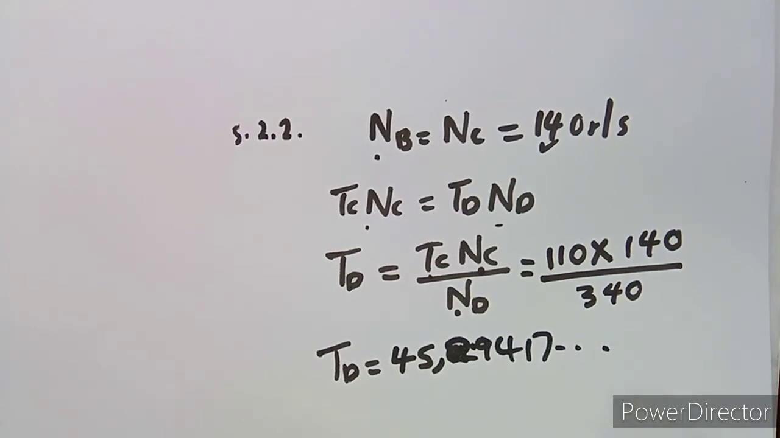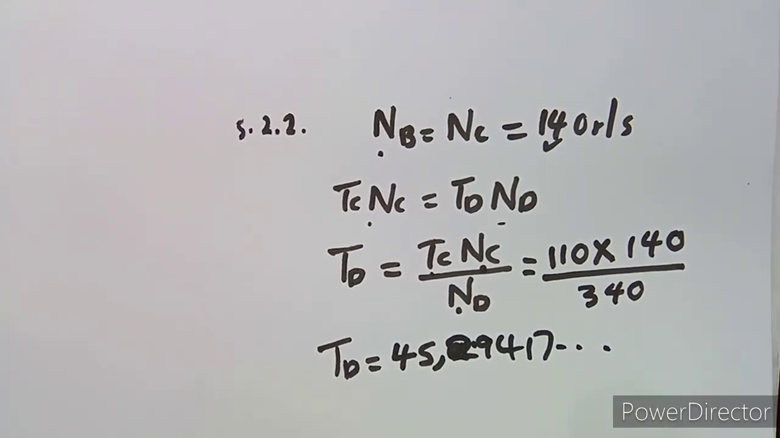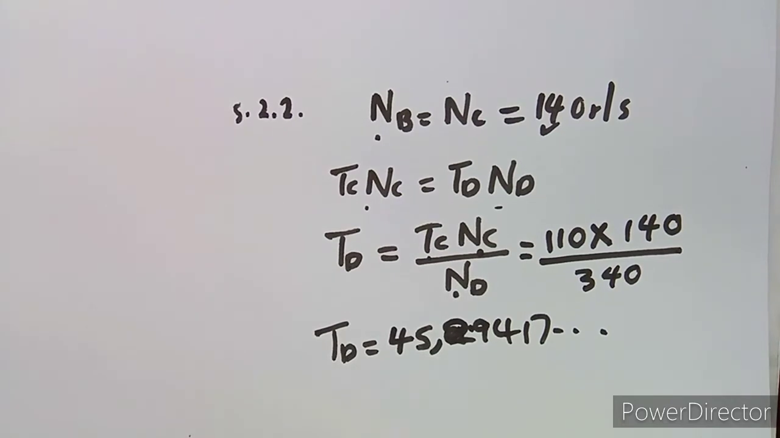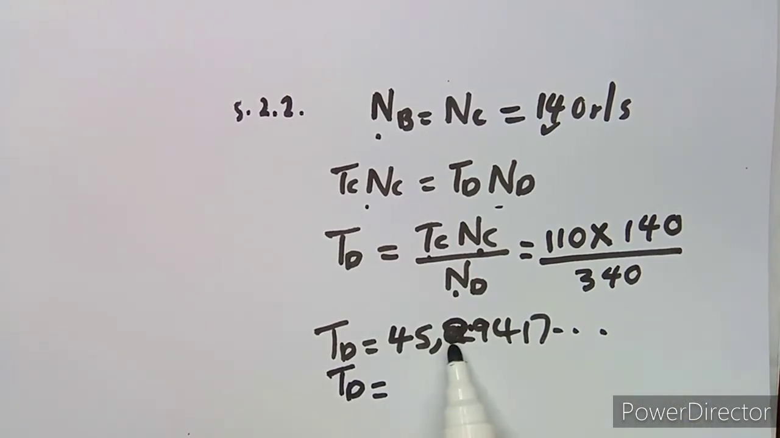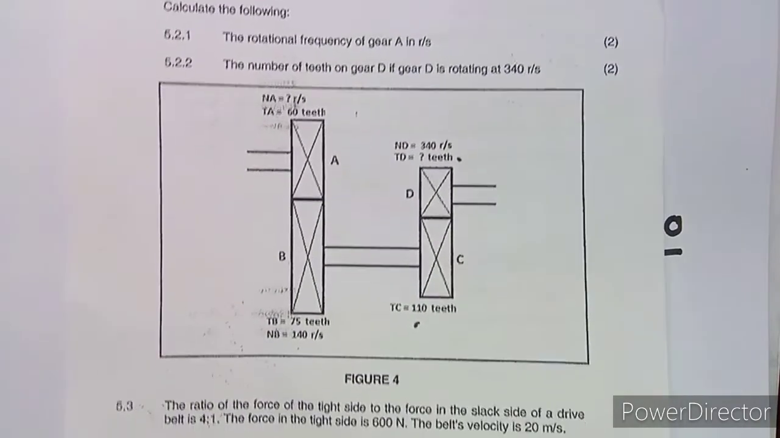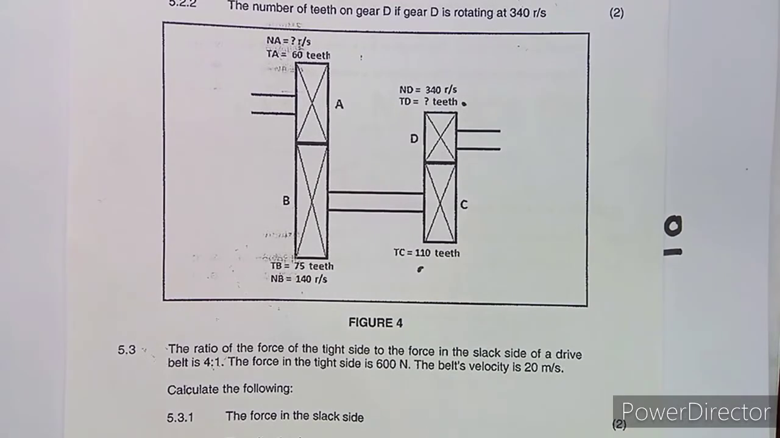45.29417, something like that. But these are number of teeth. Therefore, referring to number of teeth, guys, we'll be talking of a whole number. It's not about speed. Speed can be a decimal, but the number of teeth, we can't have 45.2 teeth or 45.3. It's a whole number, so the 2 cannot round off this 45, so it's going to remain as 45 teeth. So the number of teeth there is 45. So that was the question, and we are done with that.